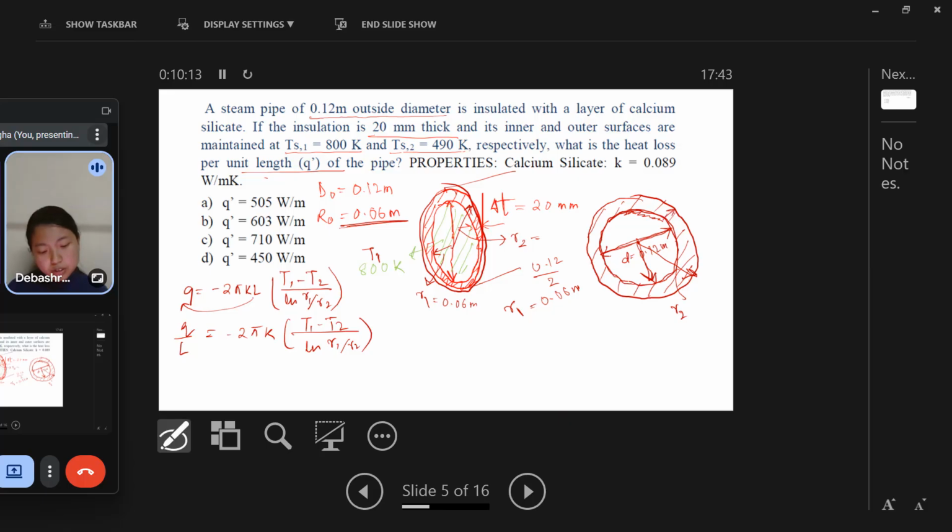The thickness is already given, right? Thickness of calcium silicate is 20 millimeter. That means 0.02 meter. So R2 will be 0.06 plus 0.02, that is 0.08 meter. Did you get this point?